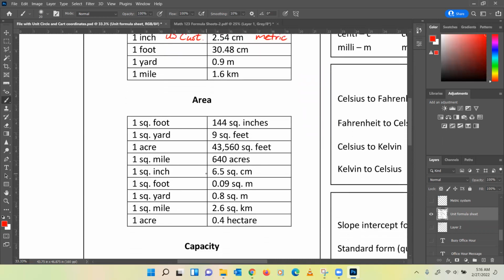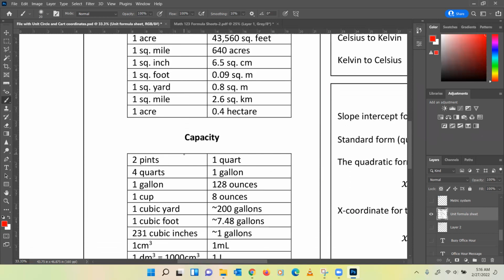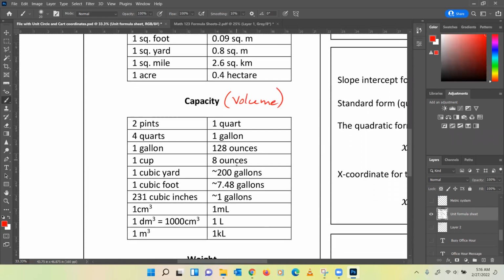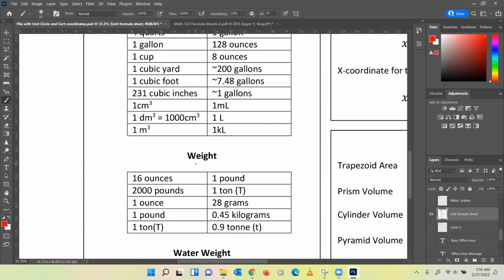Getting down to area, we can go from square lengths to other units. But we have all of these in our formula sheet, and you will get to use your formula sheet on the exam. So don't worry too much about that. Remember, capacity is also volume. So keep that in mind as you're going. But we have a number of these conversions built in, as well as down here in the weight. Notice down here at the bottom, we're going from tons to tons. That's the US customary to the metric we talked about. So we do have a number of these conversions.